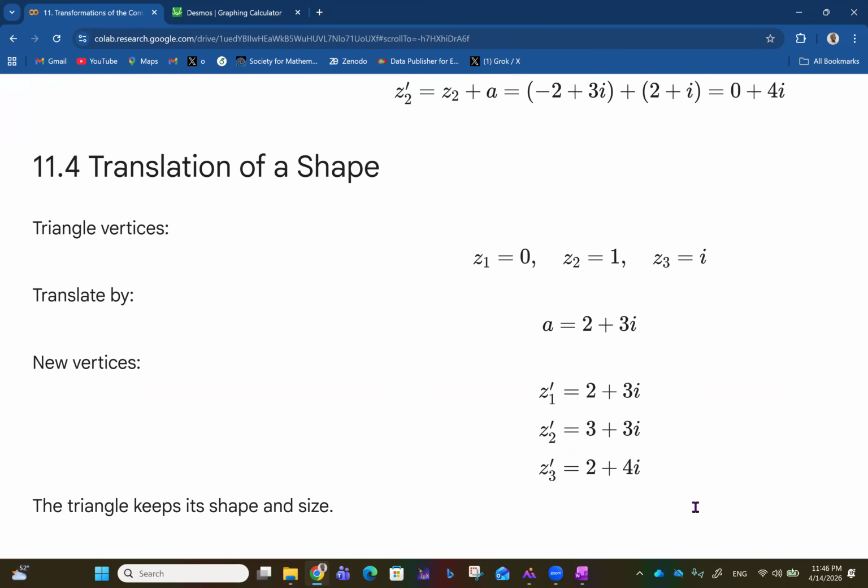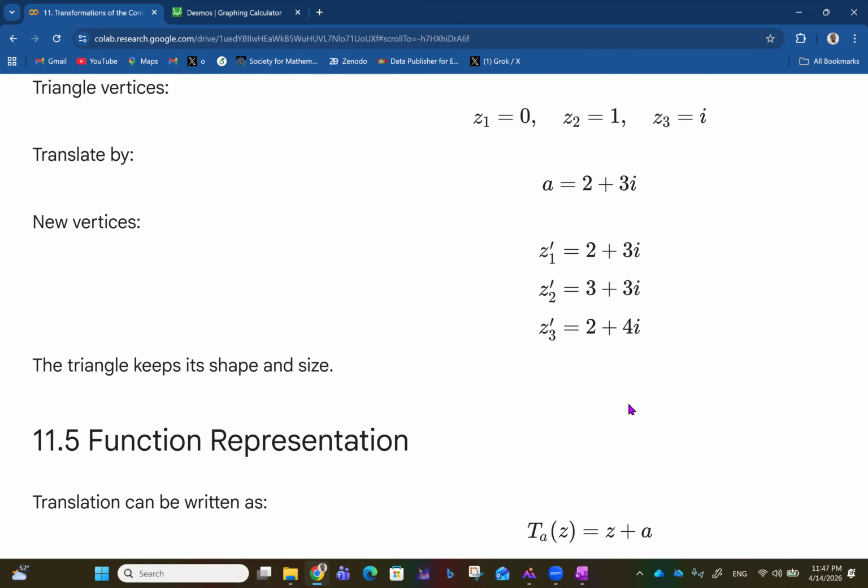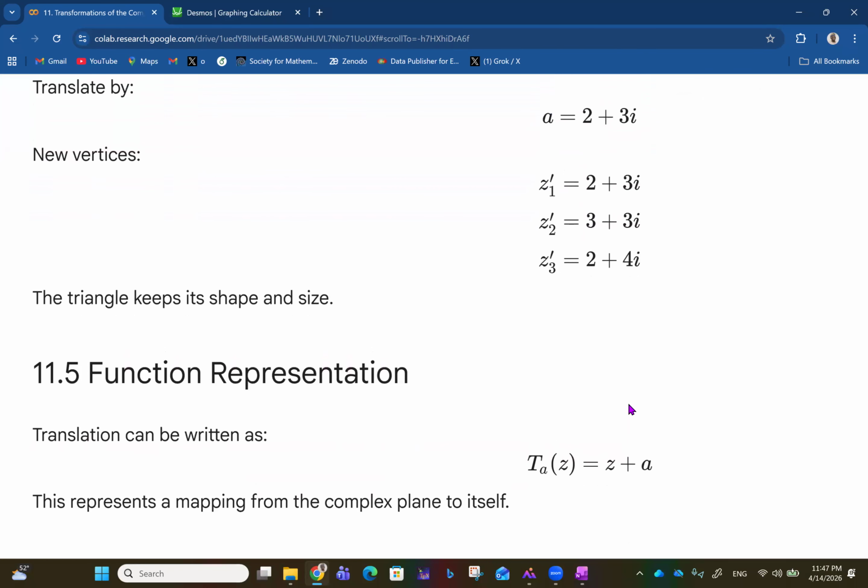Now let's talk about translation of a shape. So if you have triangle vertices, z1 is 0, z2 is 1, and z3 is i. If you want to translate by a, which is 2 plus 3i, then the new vertices will just be 0 plus 2 plus 3i. That'll be 2 plus 3i. Then for z2 now you have 1 plus 2 plus 3i, that's 3 plus 3i. Then z3 is i, that's 2 plus 3i plus i, that's 2 plus 4i. So the triangle keeps its shape and size, but then you have that movement. So we come to function representation.